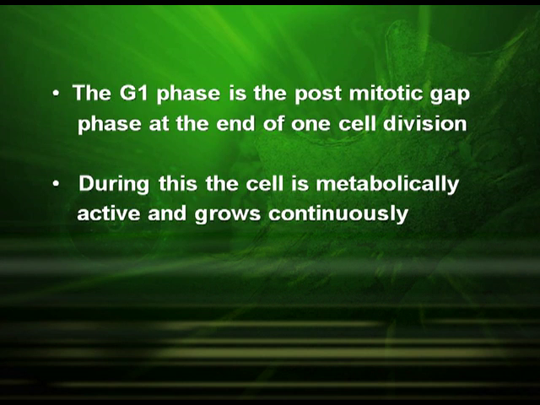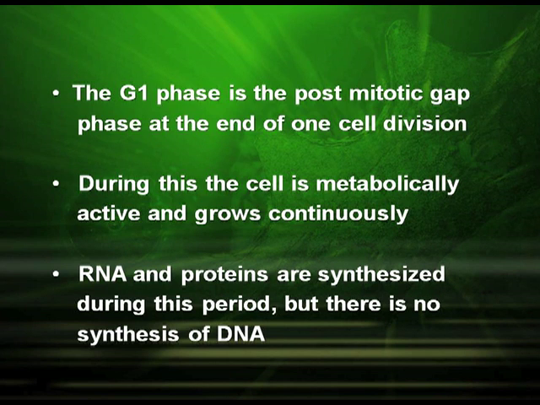The G1 phase is the post-mitotic gap phase at the end of one cell division. During this, the cell is metabolically active and grows continuously. RNA and proteins are synthesized during this period, but there is no synthesis of DNA yet.